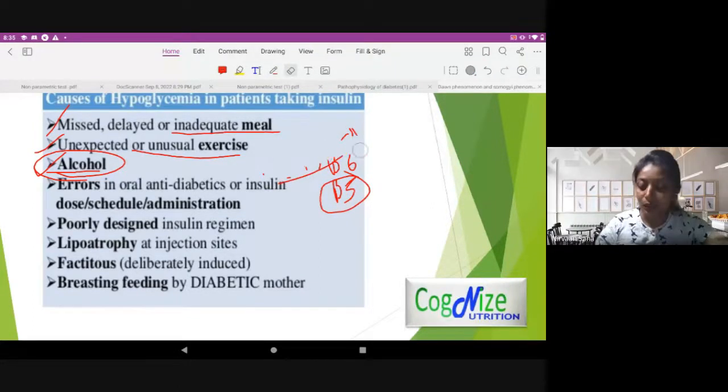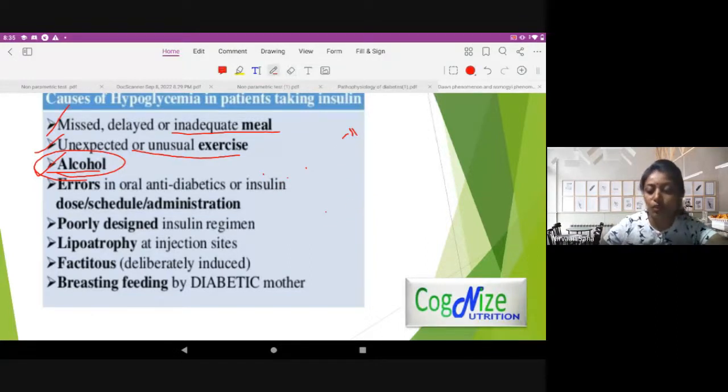Now, other than this, what can be the reason? Errors in oral antibiotics or insulin dosage. Yes, so dosage can be changed. Poorly designed insulin regimen. Those who have done diabetic counselor or diabetic educator courses might know. You know there are different types of insulin, right? And they have their own time frames. So if the time frame, the type of insulin, and the dosage of insulin which you have designed is not correct, then what will happen? Of course, there will be hypoglycemia.